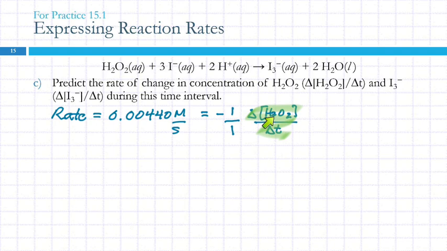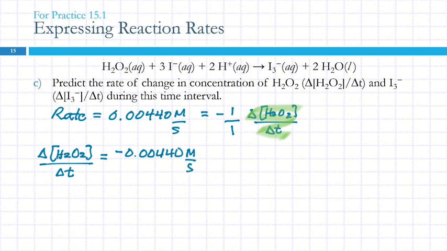So to find this, negative that equals this. This is actually pretty simple, right? Then this guy must equal negative 0.0044. So delta H2O2 over delta T, the rate of change of H2O2, is negative 0.00440 molarity per second. Everybody okay with that? So that's the first one.